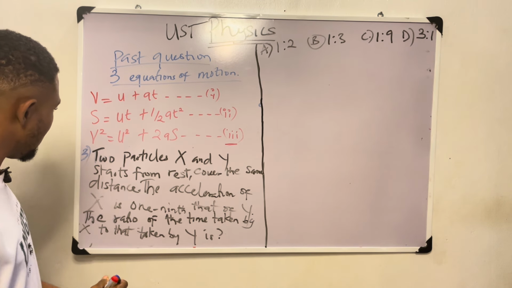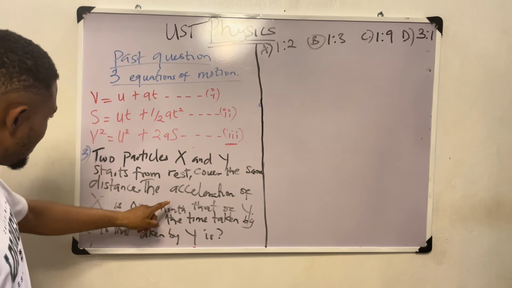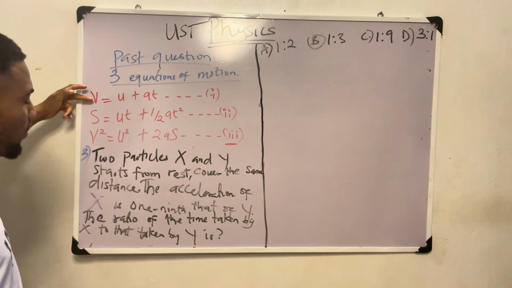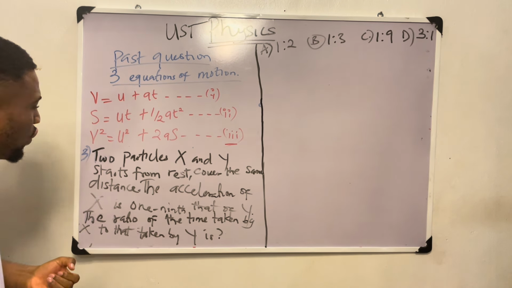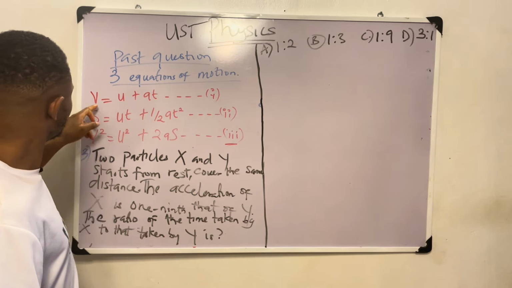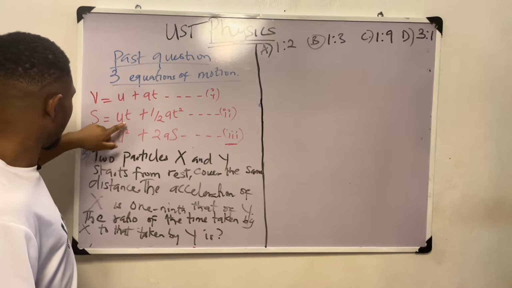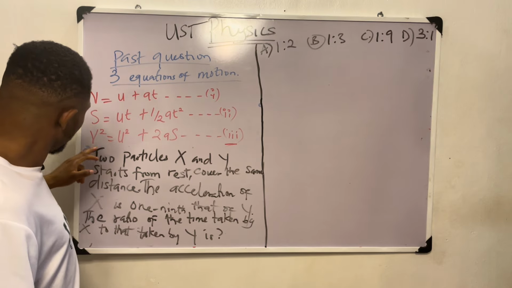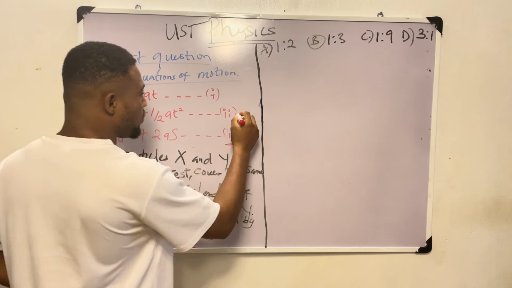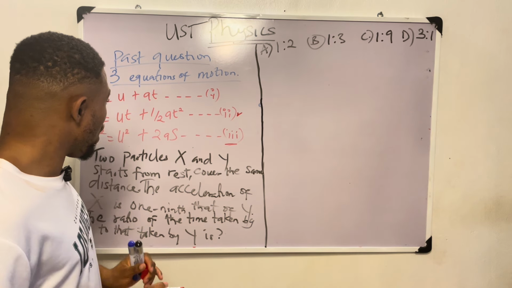They said a particle, distance is there, acceleration is there, time is there. Now look at these three equations. Which one has distance? Which one has acceleration? And which one has time? This one has acceleration, it has time, but no distance. This one has distance, time, acceleration. This one has distance, acceleration, but no time. So we are going with the second equation of motion.